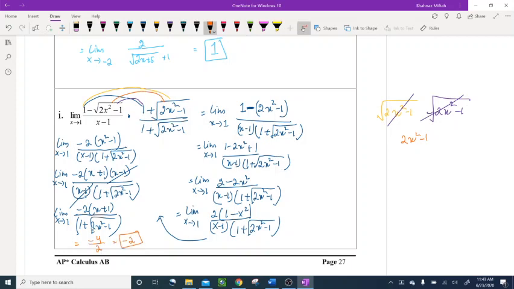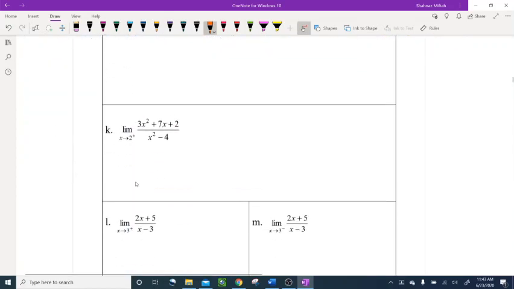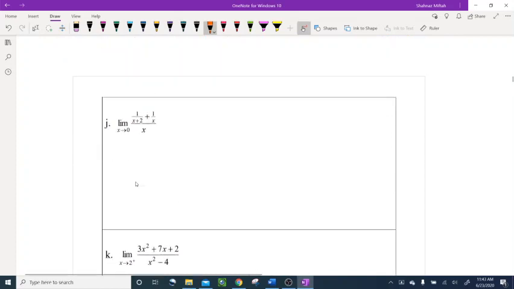Now you can go really slow and do it yourself, however it makes sense to you. Okay, now I have J, K, L, M for more questions.